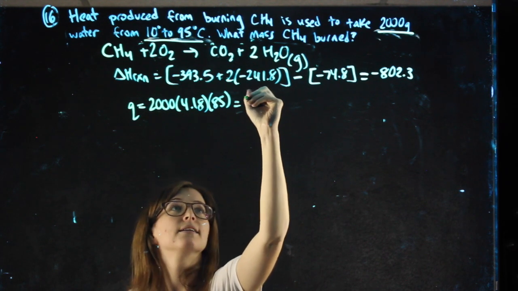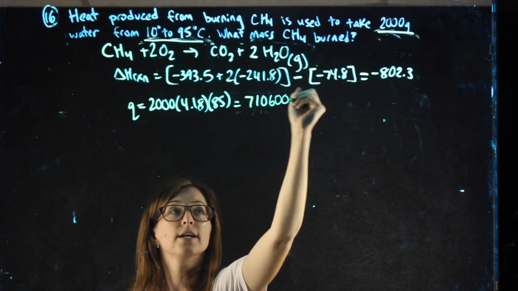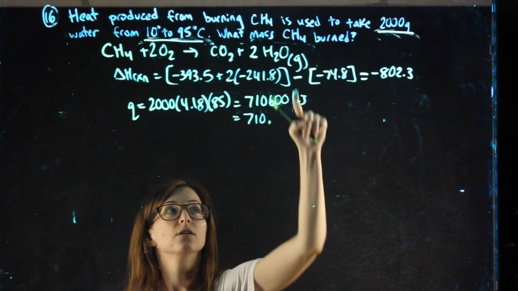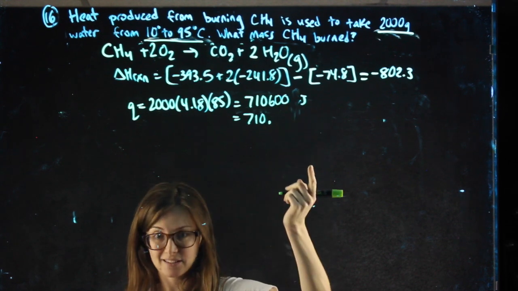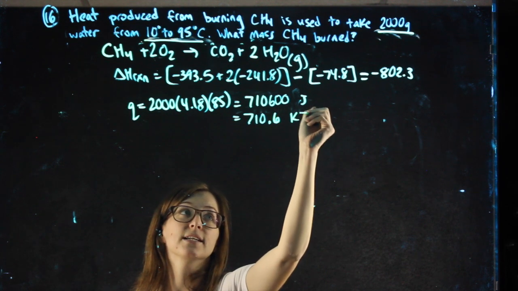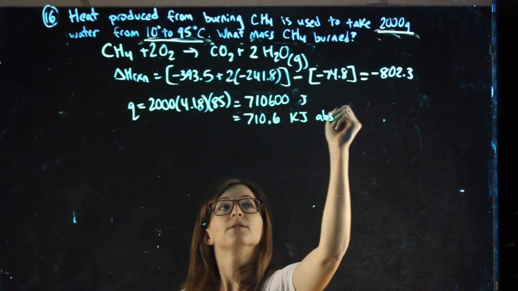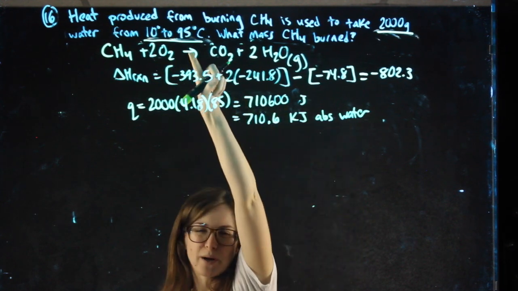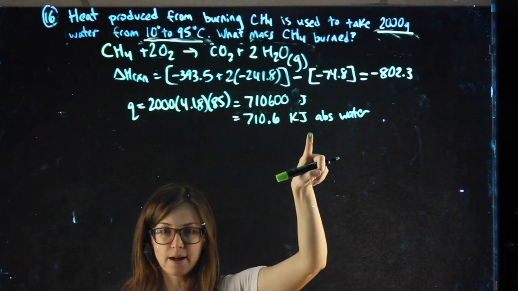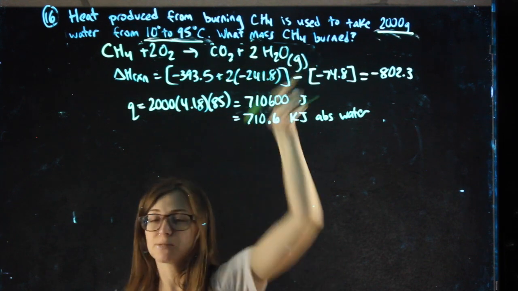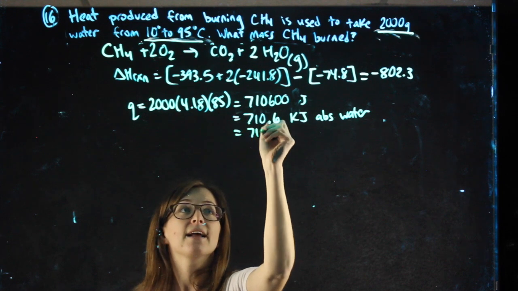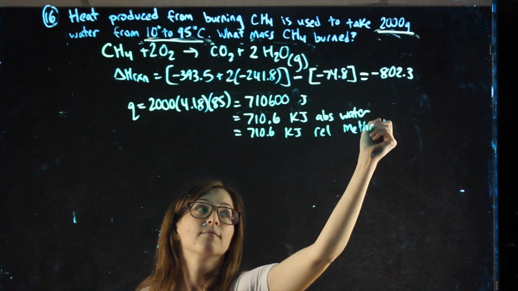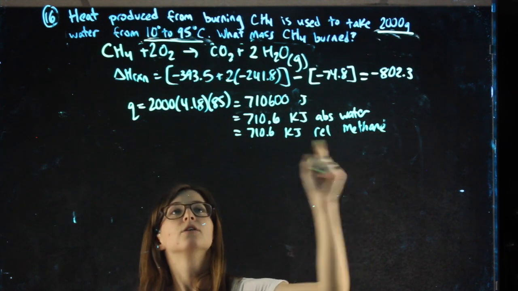Plugging that in, I get 710,600, sorry, that was in joules. Just because that was a big number and I'm going to need it in kilojoules anyways, 710.6 kilojoules that were absorbed by the water. The reason I know the water is absorbing heat, its temperature went up. If the water is absorbing that much heat, in this case of me burning some specific mass of methane, that same amount of heat must be released by burning the methane, or by the reaction.